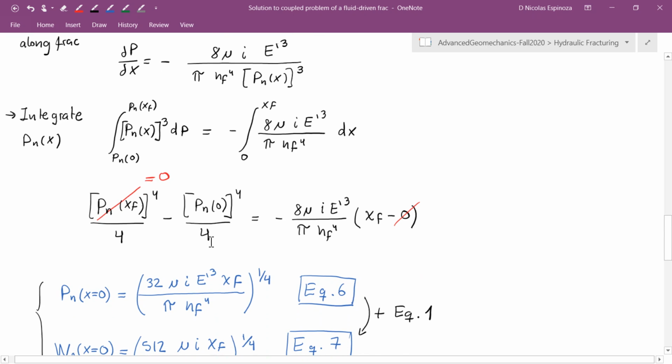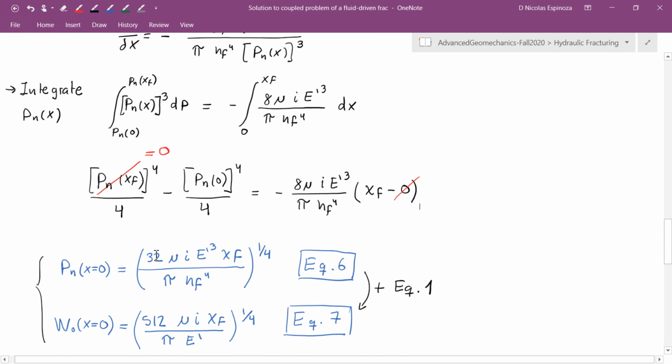And what we're going to get now is the equation of the net pressure as a function of the fracture half length. So notice that here we have a 4 times 8, that's going to be 32. And this power of 4, I'm moving it to the other side. And now I have everything to the power of 1 over 4. So I'm just rewriting this equation over here. But good news, now we have a solution of the net pressure at the wellbore, position x equal to 0, as a function of the fracture half length.